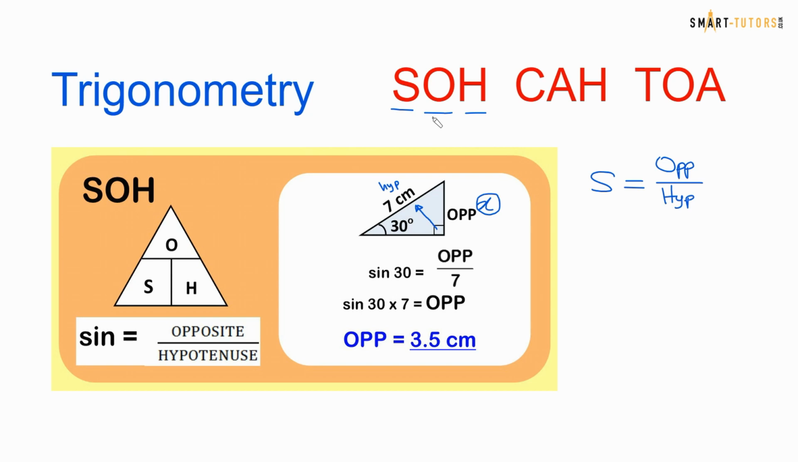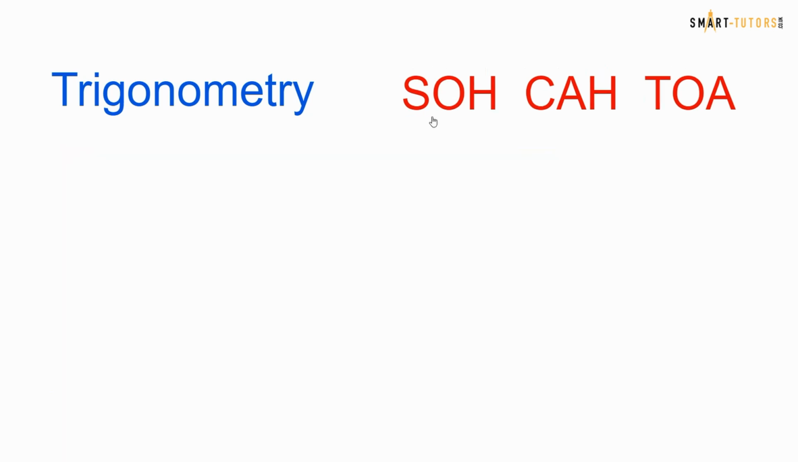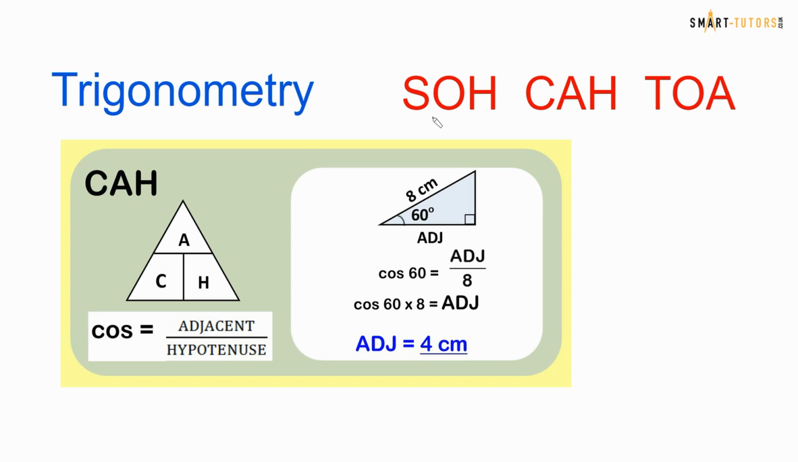Then you cross multiply: sine 30 over 1. So 1 times opposite is opposite, and 7 times sine 30 is sine 30 times 7. Use a scientific calculator and you get the opposite side as 3.5 centimeters. And the next ratio is called the cosine ratio.